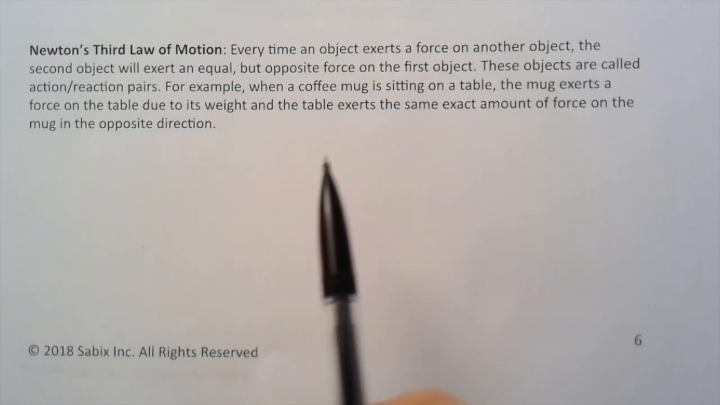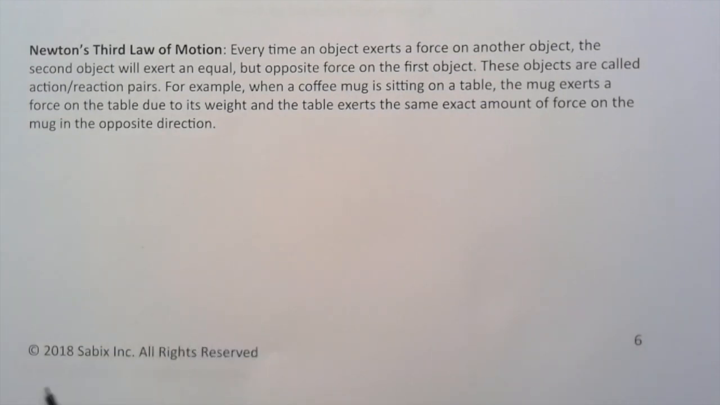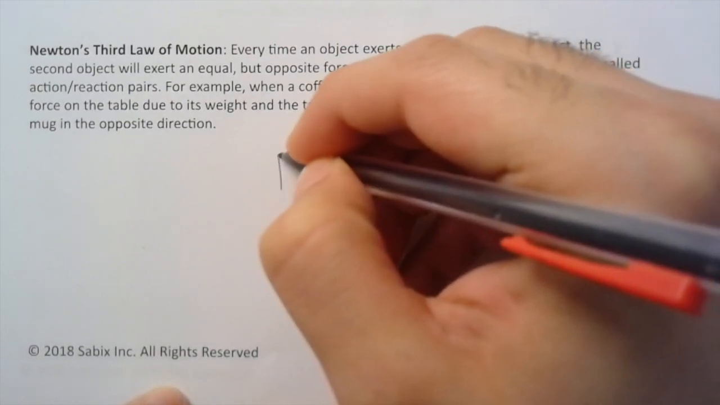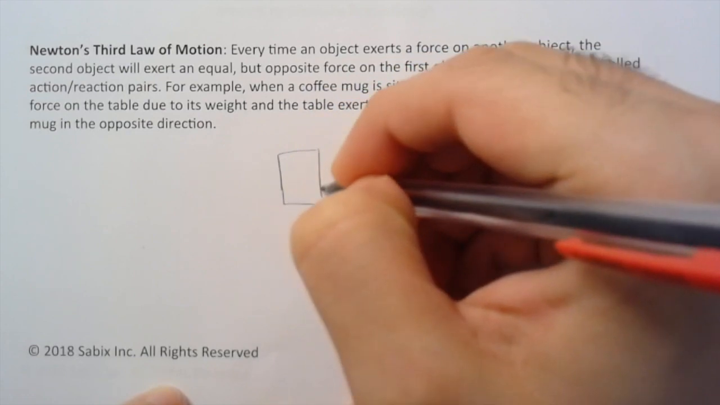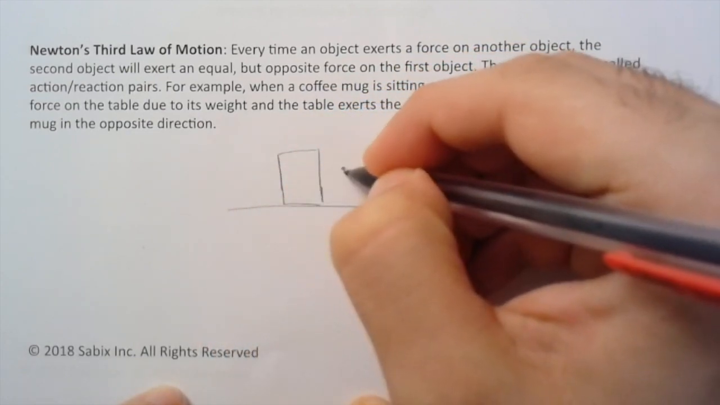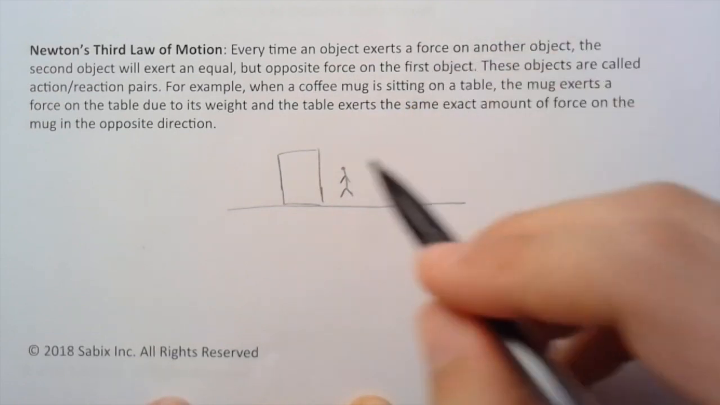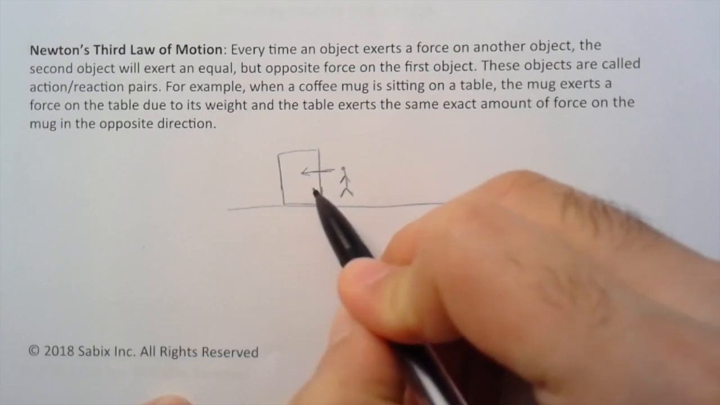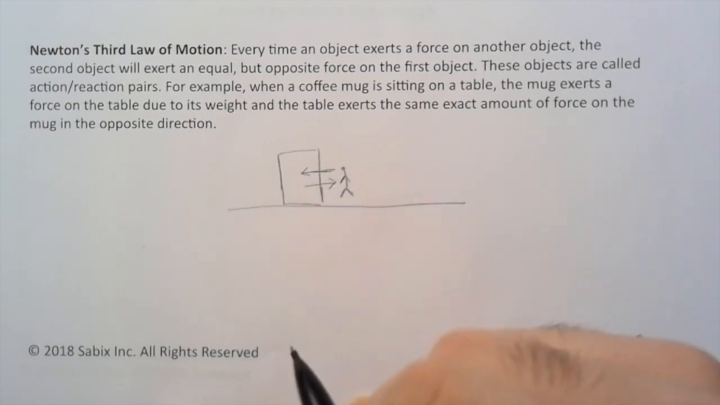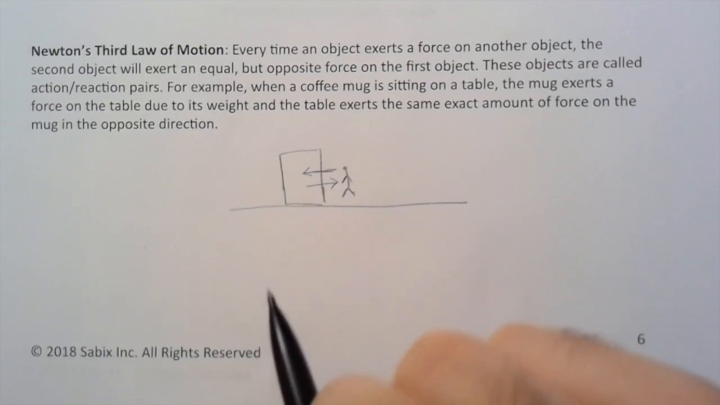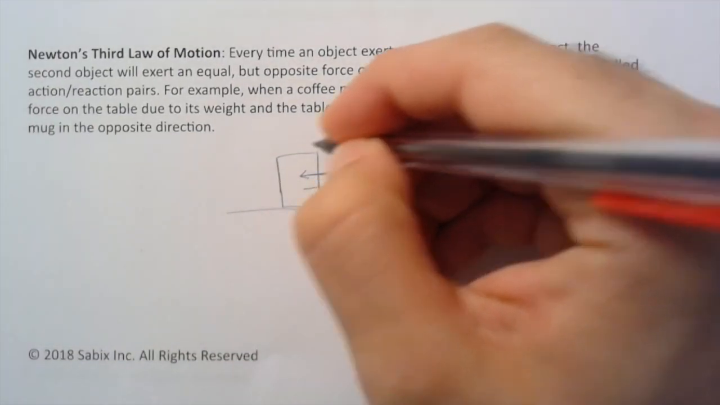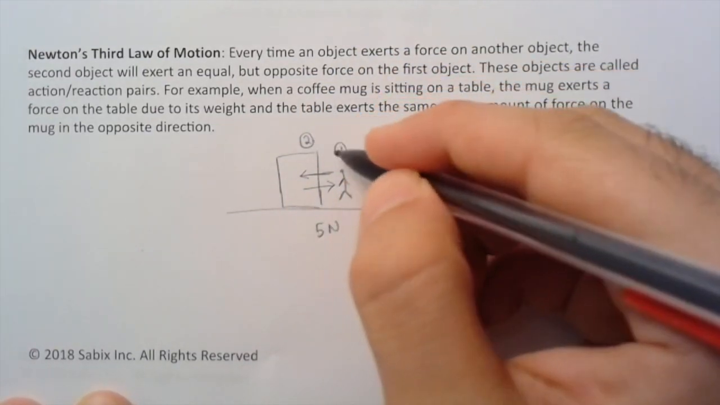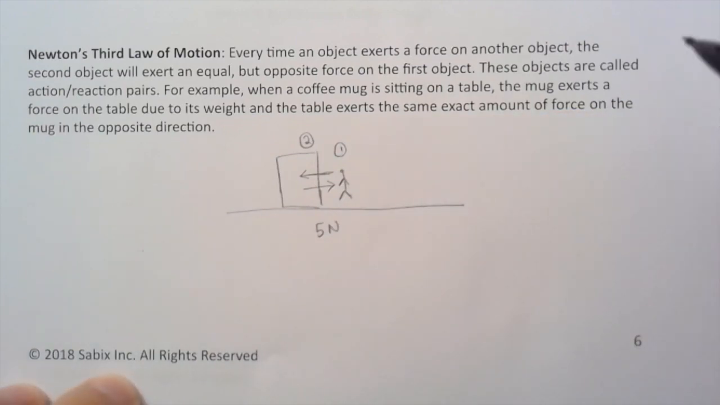So there's an example here about a coffee mug sitting on a table. And we'll actually go back to an example that we did at the beginning. We're going to have a box. This time we're just going to have one person. And imagine that you're this person and you push on the box. You would be feeling the same exact force on your hands. And that's what Newton's third law is. Object 1 puts a force on object 2. We'll call the magnitude of it 5 newtons. That means that 2 is putting a force on object 1 of also 5 newtons.